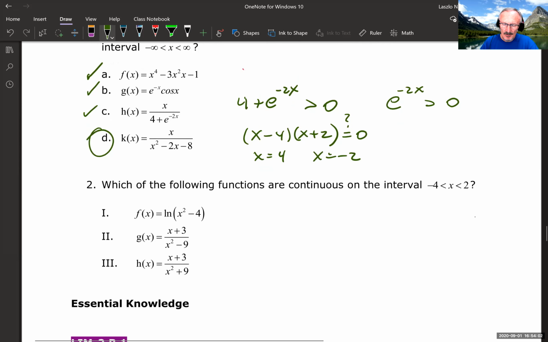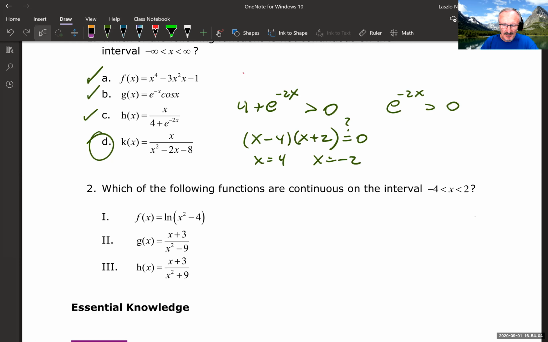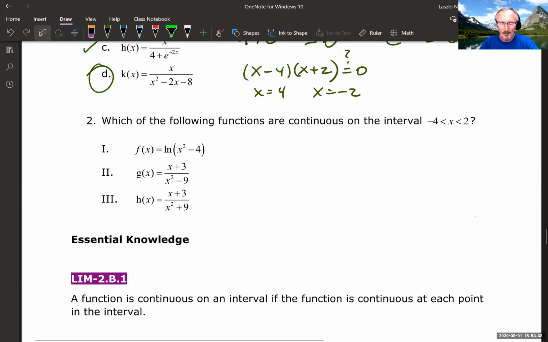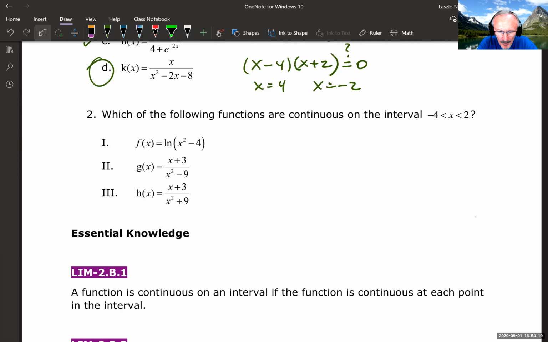So these are not nearly as hard as they seem. And so let's take a look at problem number 2. It has 3 parts. Which of the following functions are continuous on the interval -4 to 2? Well, let's take a look at it. We're looking for continuous on this interval.